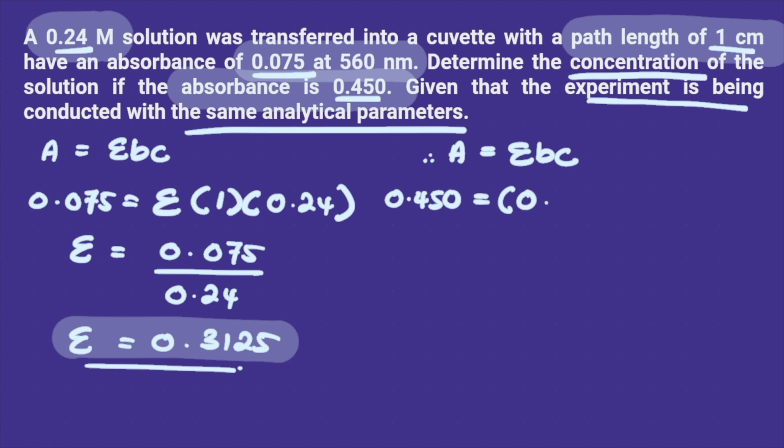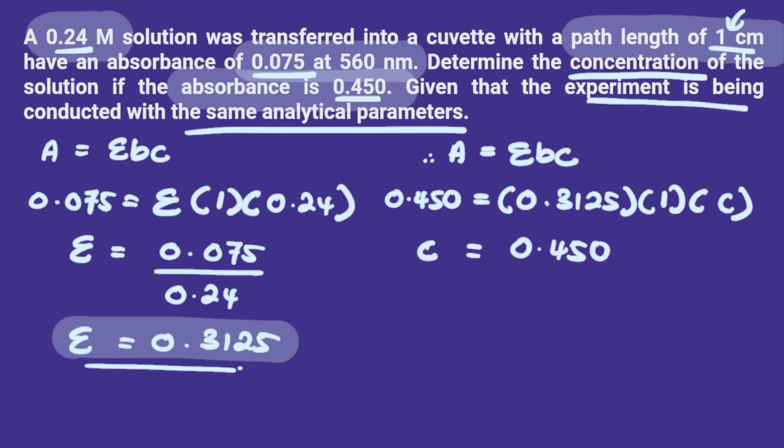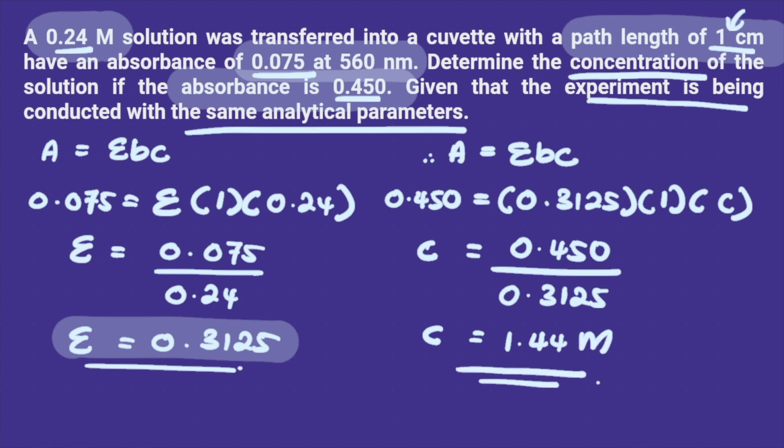So 0.450 is equivalent to 0.3125, and then B, because they are using the same analytical parameters, so your B is actually still 1 centimeter, and now you can find the value of C. So your C is equivalent to 0.450 divided by 0.3125. Therefore, from the calculation, you should get the concentration should be equivalent to 1.44 molar. So this is the final answer for the second question.